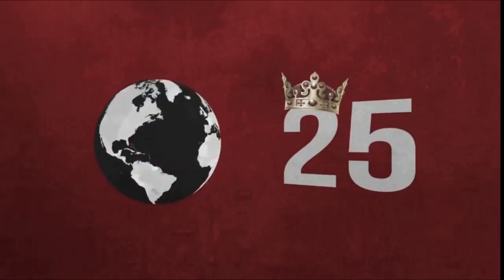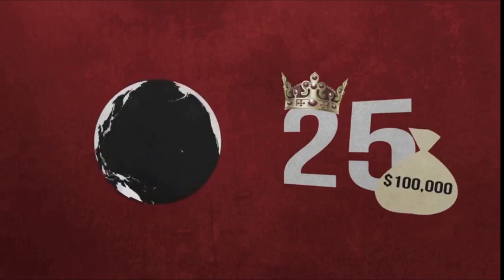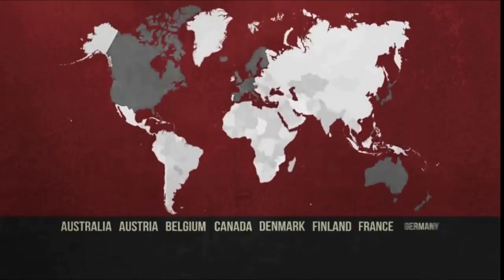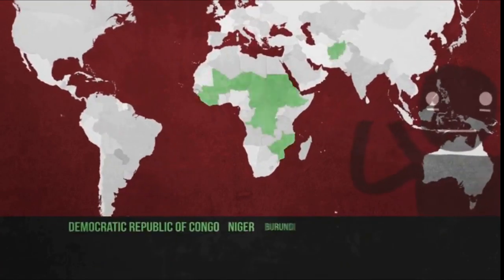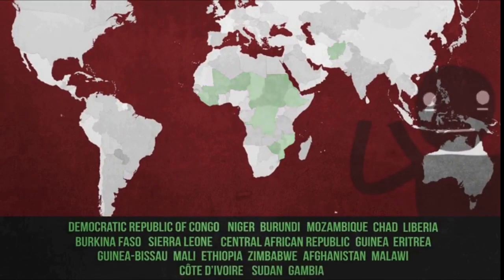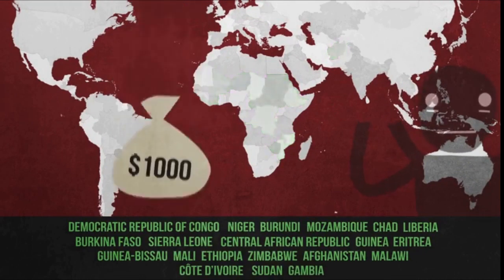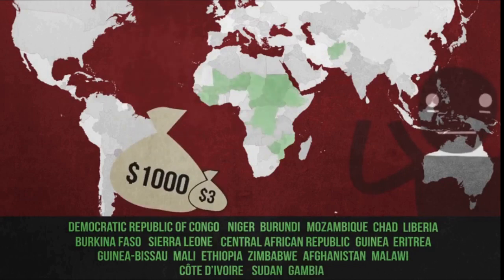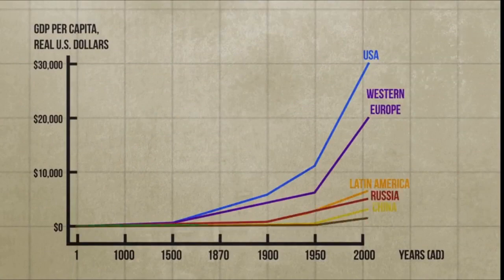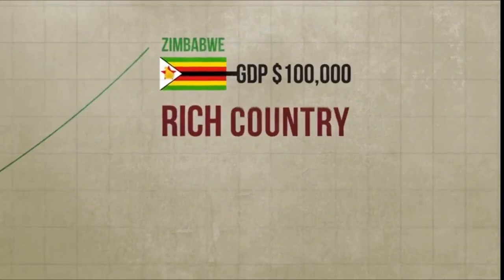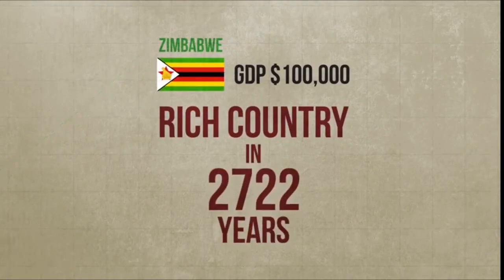There are 196 countries in the world. 25 of them are very rich, defined as having an average wealth per person of over $100,000 a year. But far more countries are quite poor, and some, which we're considering here, are very, very poor. These are the 20 poorest countries in the world, where the per capita wealth is under $1,000 a year, or under $3 a day. Every country is now more or less on a path to growth, but the poor ones are growing very, very slowly. If Zimbabwe continues at its current growth rate, it will qualify as a rich country in 2,722 years.